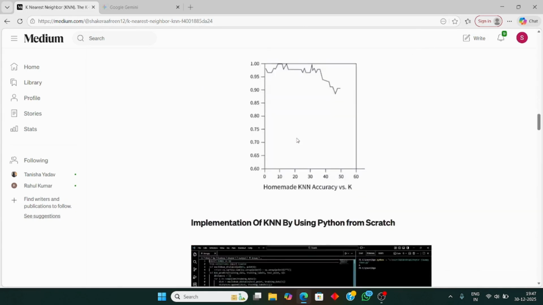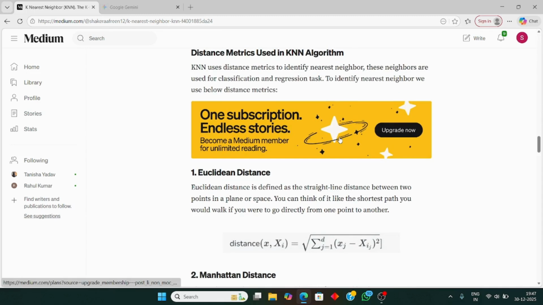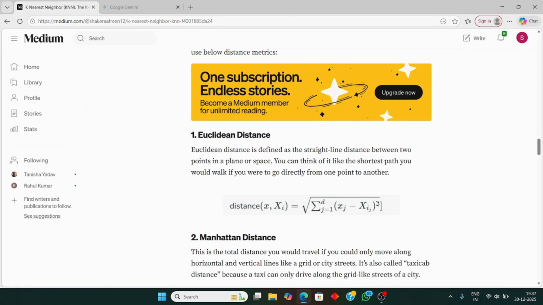Now what do you mean by Euclidean distance? Euclidean distance is defined as the straight line distance between two points in a plane. It is calculated with this formula, like xj minus xi. It is the shortest path, going directly from one point to another.